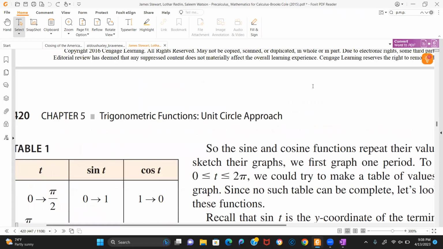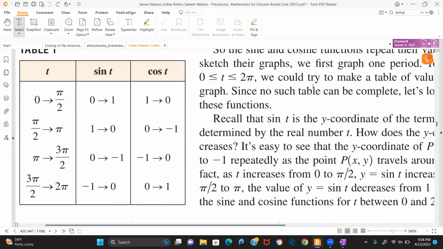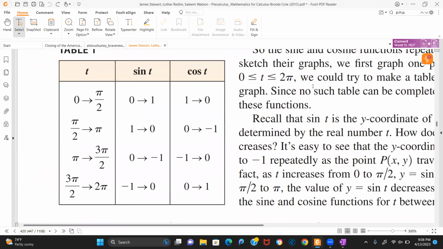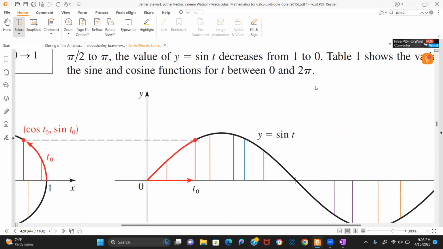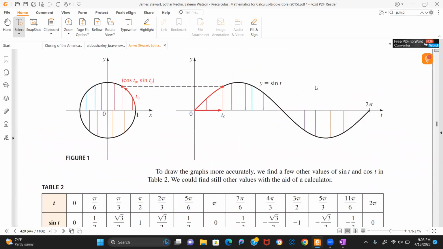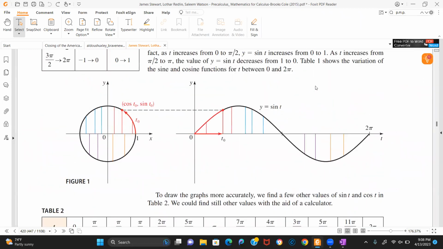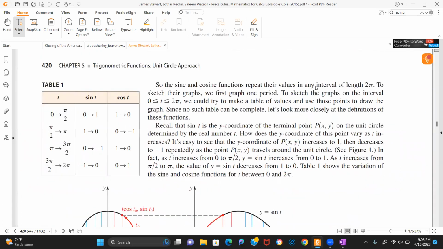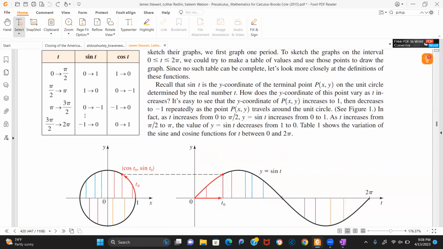So, let's see. How do I want to explain this? Well, not really sure what they're doing here, honestly, with this table. So when you go from 0 to pi, oh, I see what they're saying.